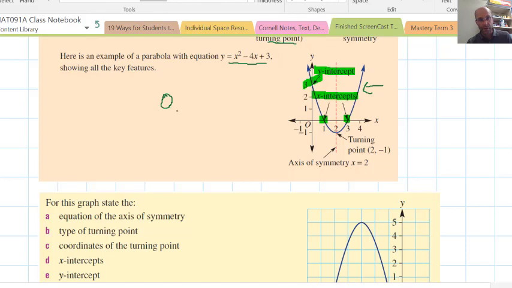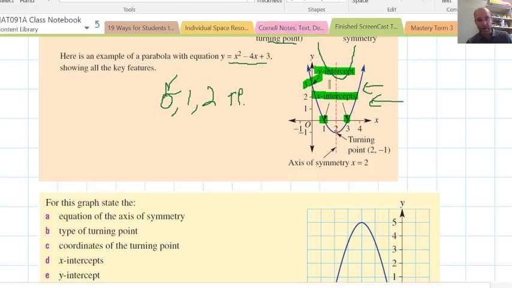A parabola can have 0 or 1 or 2 x-intercepts, so it depends on where it sits. If you could imagine that parabola sitting up higher so that it doesn't touch the x-axis at all, that one would have 0. So they could have 0, 1 or 2.